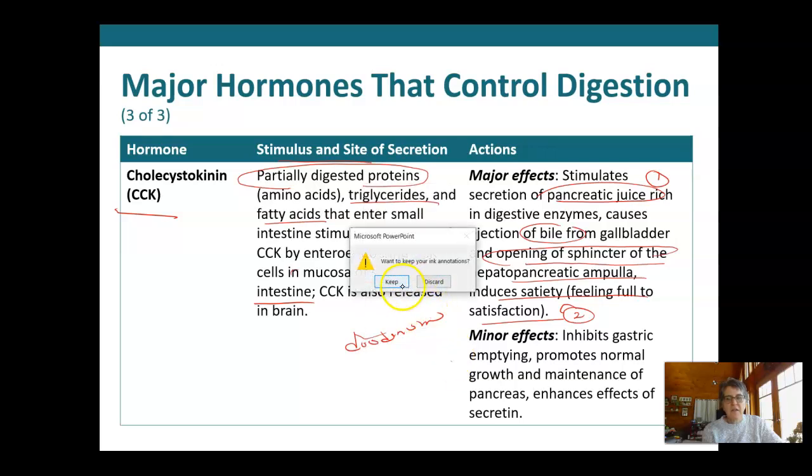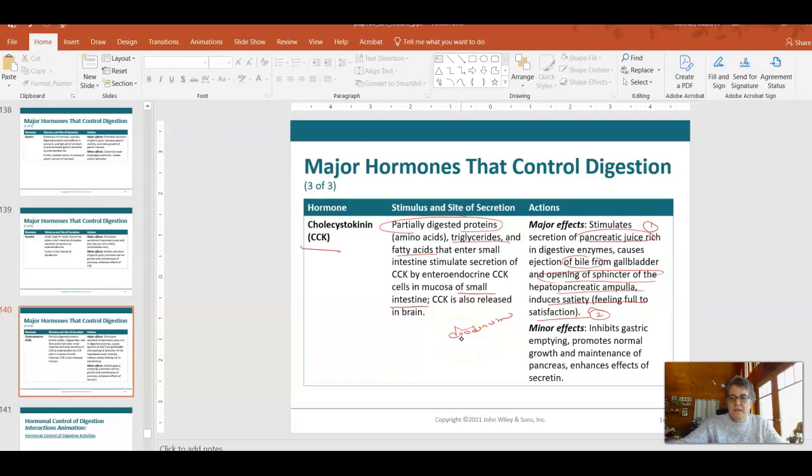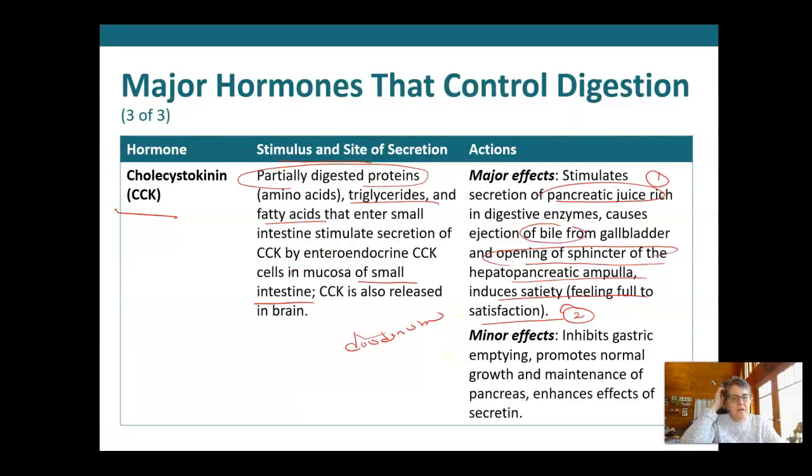And then three, it slows down gastric emptying. And, all right, fourth, helps my pancreas develop properly. All right. Secretin.